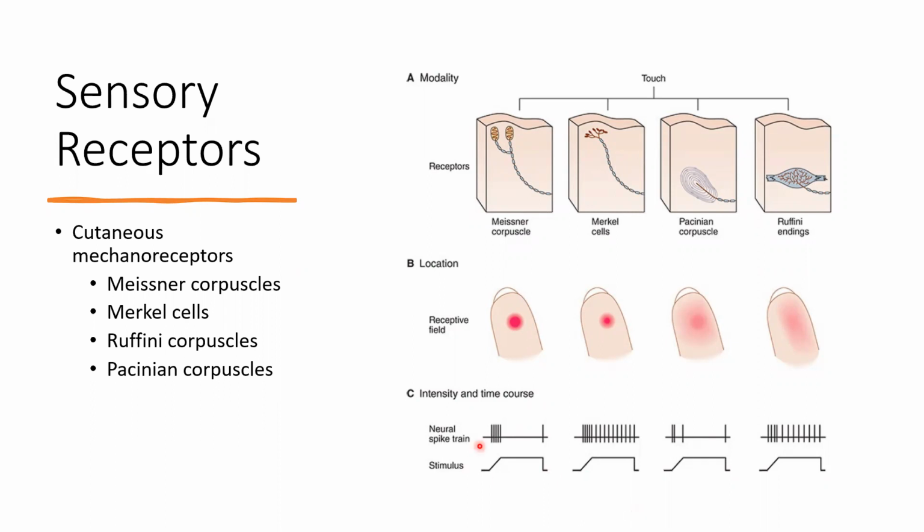The spike train here indicates action potentials elicited by pressure from a small probe at the center of the receptive field. You will notice that your Meissner and your Pacinian corpuscles respond rapidly. They adapt rapidly, so they quickly dissipate in terms of the neural spike trains here, compared to the sustained, slowly adapting Merkel and Ruffini endings.